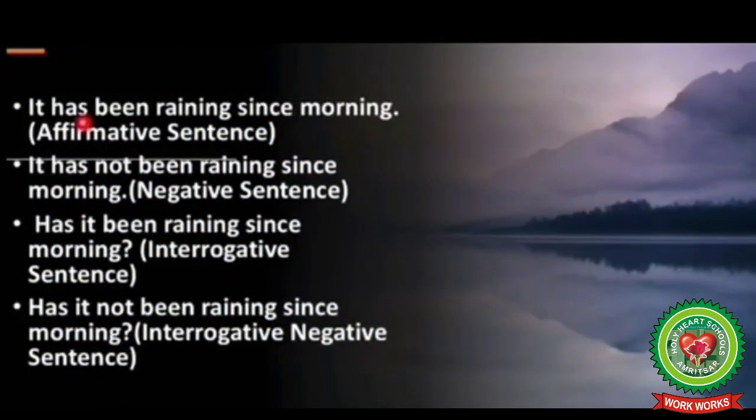Let's discuss one more. It has been raining since morning, affirmative sentence. It has not been raining since morning, negative sentence. Has it been raining since morning? Interrogative sentence. Has it not been raining since morning? Interrogative negative sentence.